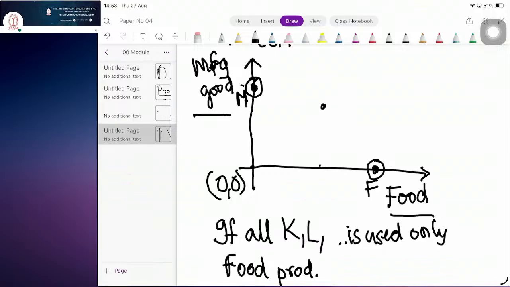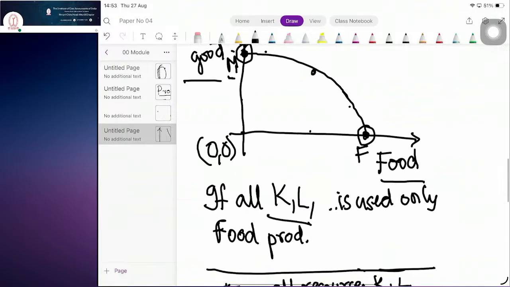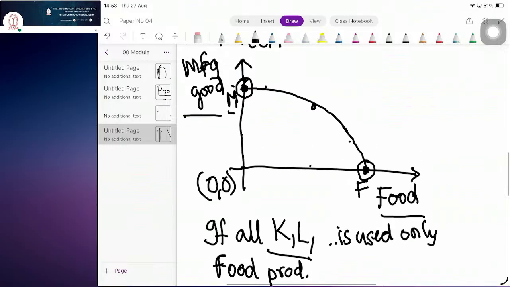Okay, so such points, if you derive them by moving capital from one sector to another, will give you all the combinations of food and manufactured goods that can be produced with the given available stock of capital and labor. This boundary, this line that you're seeing here, is called the PPF. Okay, it shows the various combinations.